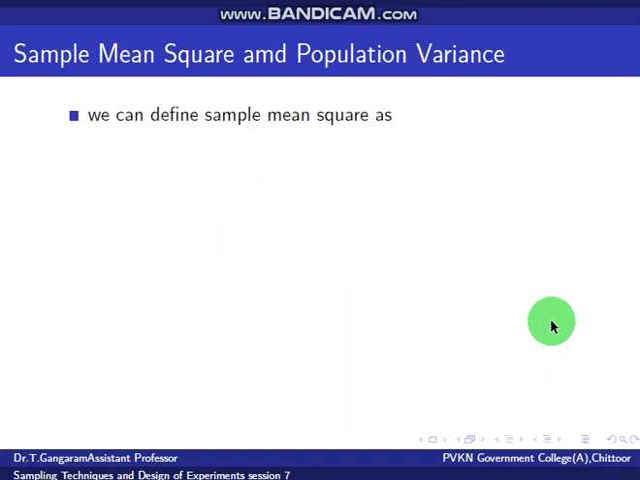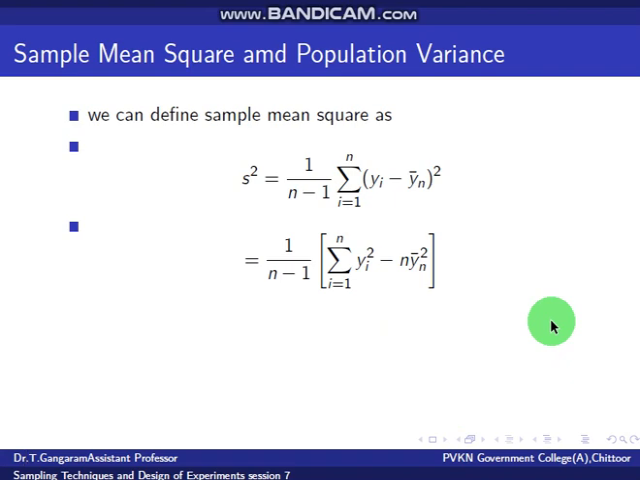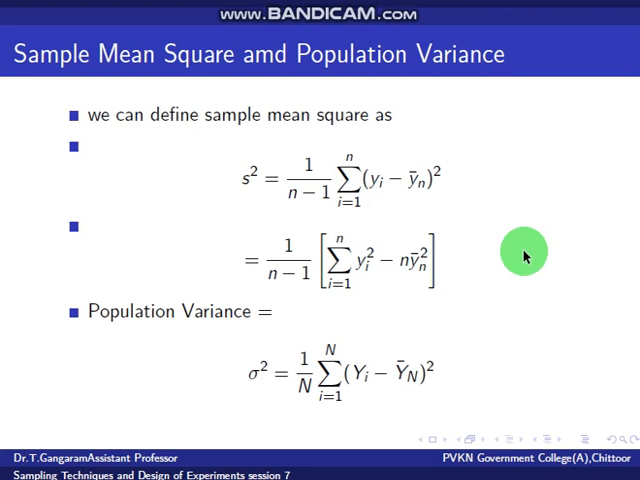And sample mean square, similarly we can write, by putting small n in place of capital N. These are the sample mean square. Next, population variance. You all know that sigma square is equal to 1 by N summation i is equal to 1 to N yi minus Y bar whole square is the population variance. This is similar to our variance; there we use x, here we are using y.